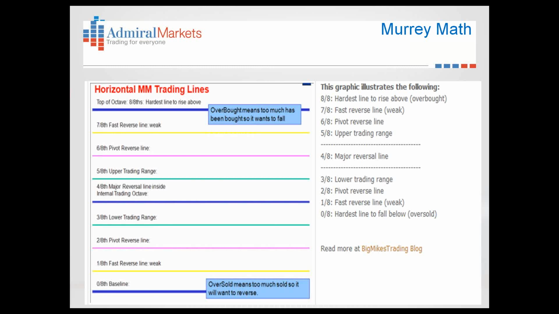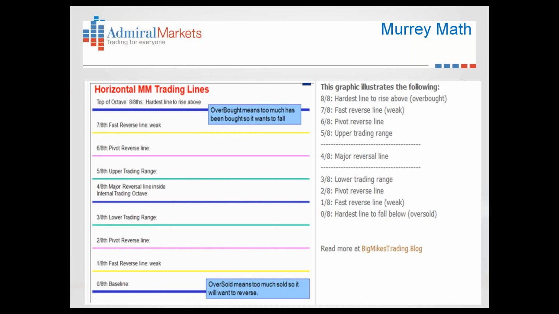3/8 and 5/8 are usually the trading range of the market. Like all support and resistance levels, when the price is between two lines, the upper line is considered resistance and the lower line is considered support. When the price rises above 5/8 and touches 6/8, it has a tendency to reverse to retest the 5/8 level before heading higher. That's called a Murray Math 5/8 retest. The same applies to downtrends. The price tends to reverse to retest the 3/8 level before heading down. So if the price moves to 2/8, it tends to retest 3/8 before heading down, so we know that we are in a downtrend.